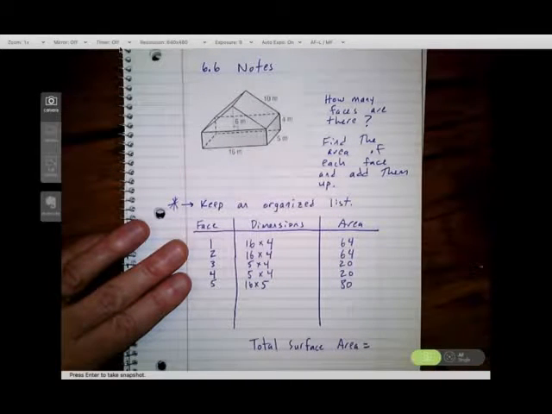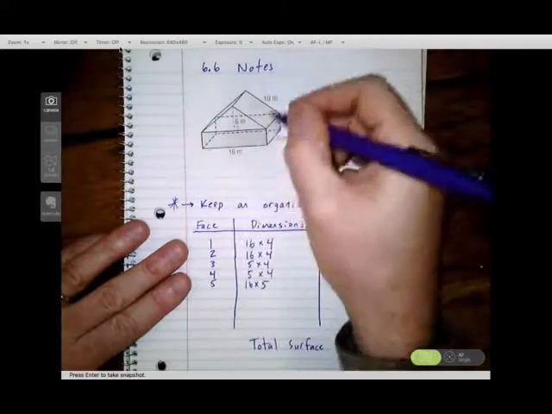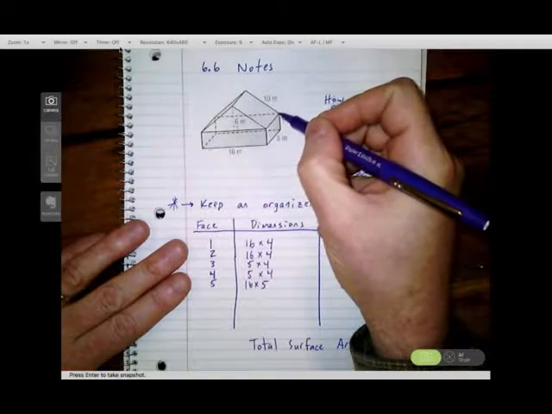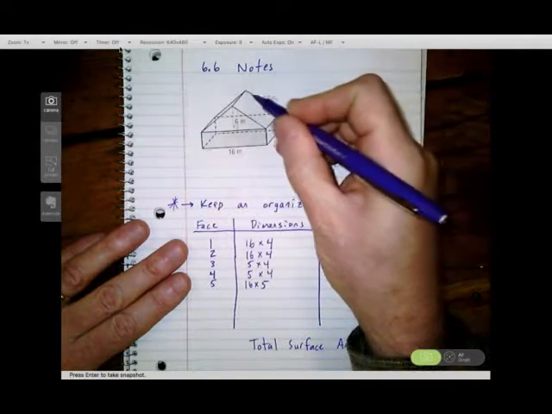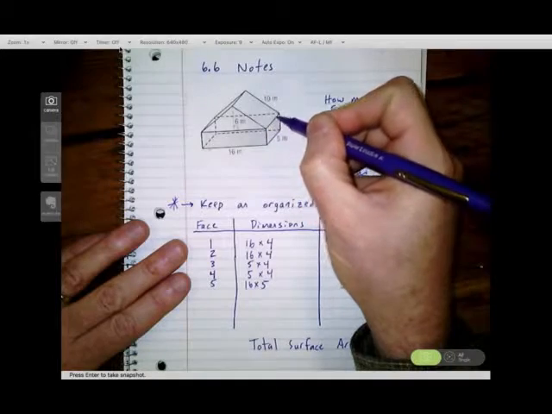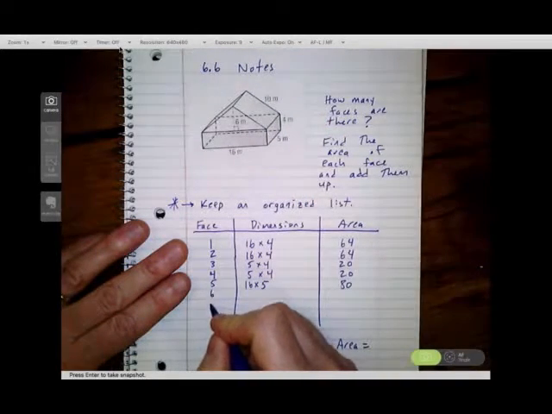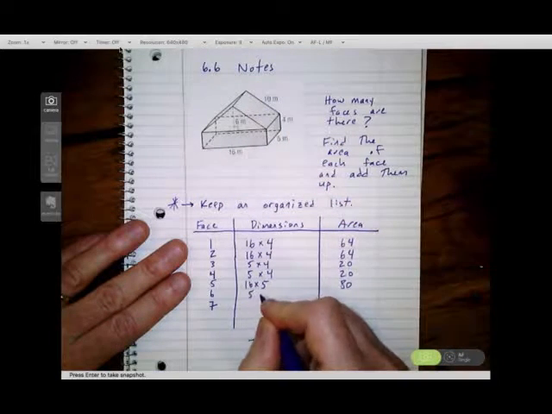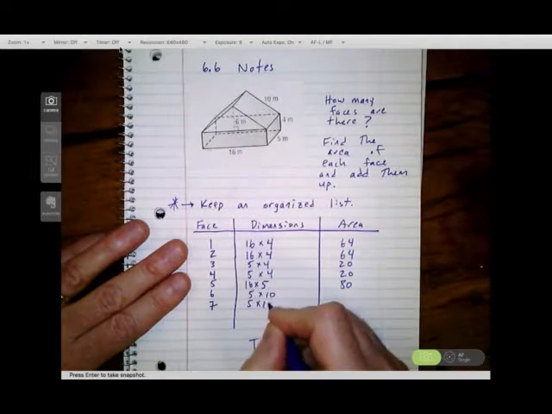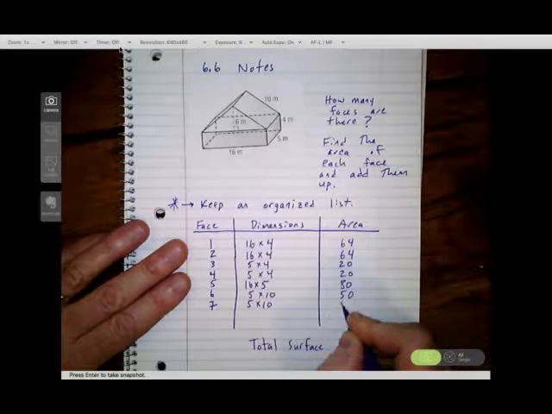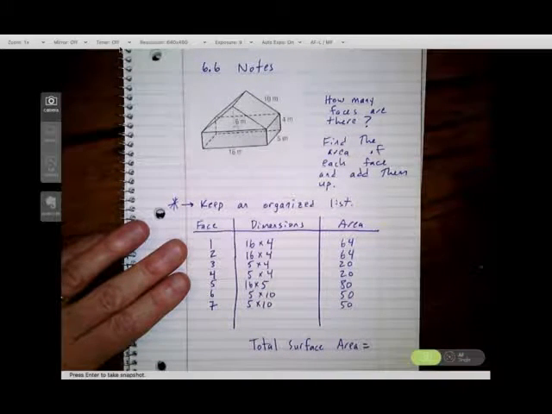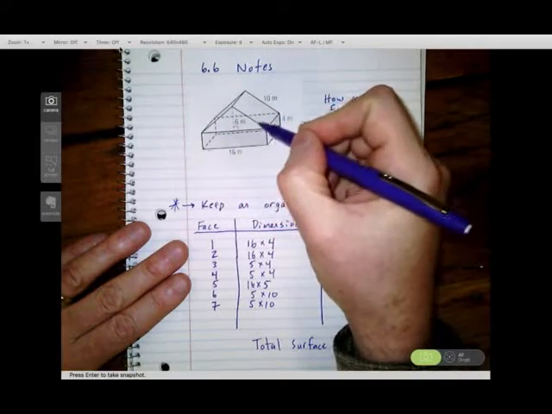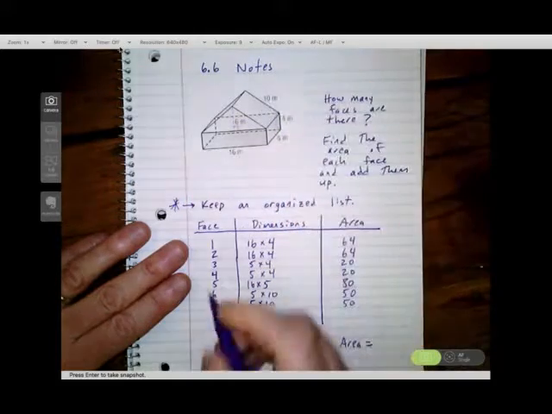Now let's do the top part, this triangular prism that looks kind of like a roof. Let's look at these rectangles here that make up these slanted parts, and they are 5 by 10. So that's face 6 and face 7. These rectangles are 5 by 10, which gives us 50 for each one, 50 square meters. Again, we have 9 faces. We're almost there. The last 2 are the triangle in the front and the triangle in the back.